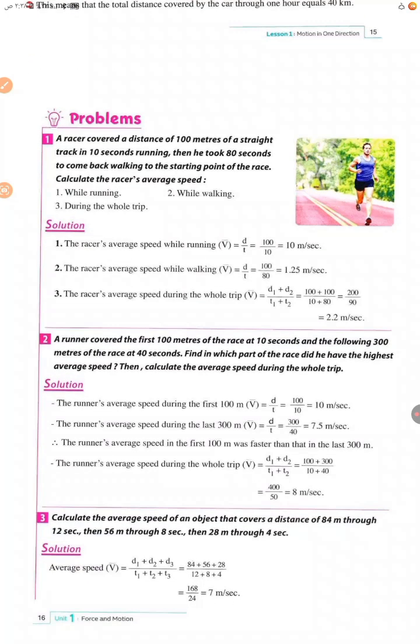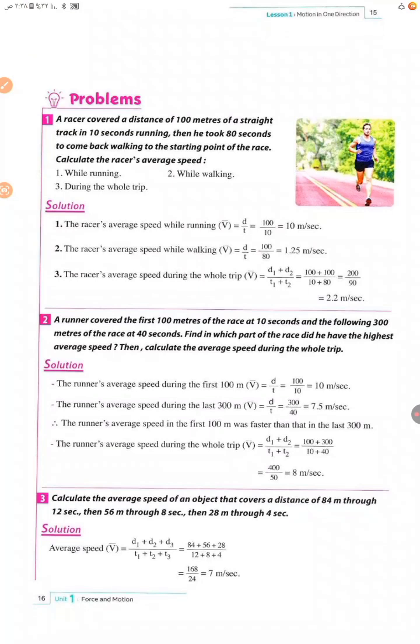First problem: a racer covered a distance of 100 meters of a straight track in 10 seconds running. Then he took 80 seconds to come back walking to the starting point of the race. Calculate the racer's average speed: 1, while running; 2, while walking; and 3, during the whole trip.